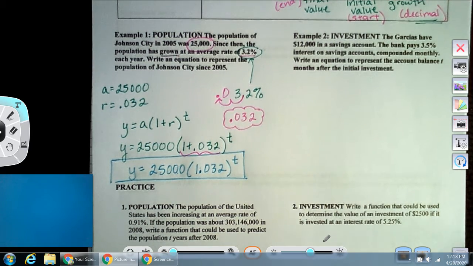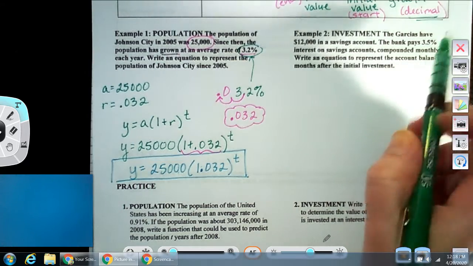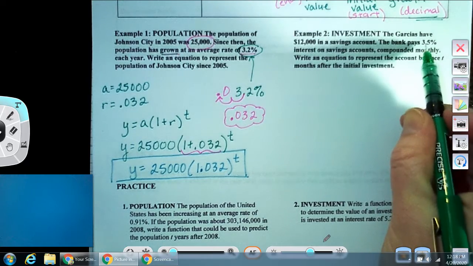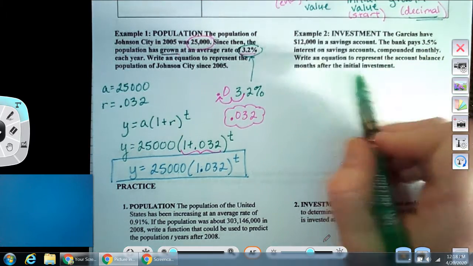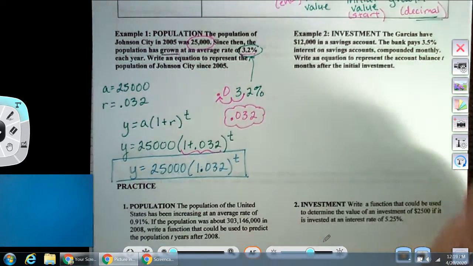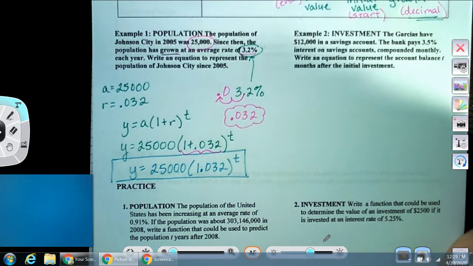So let's do one more example. Example 2, investment. The Garcias have $12,000 in a savings account. The bank pays 3.5% interest on savings accounts, compounded monthly. Write an equation to represent the account balance t months after the initial investment.